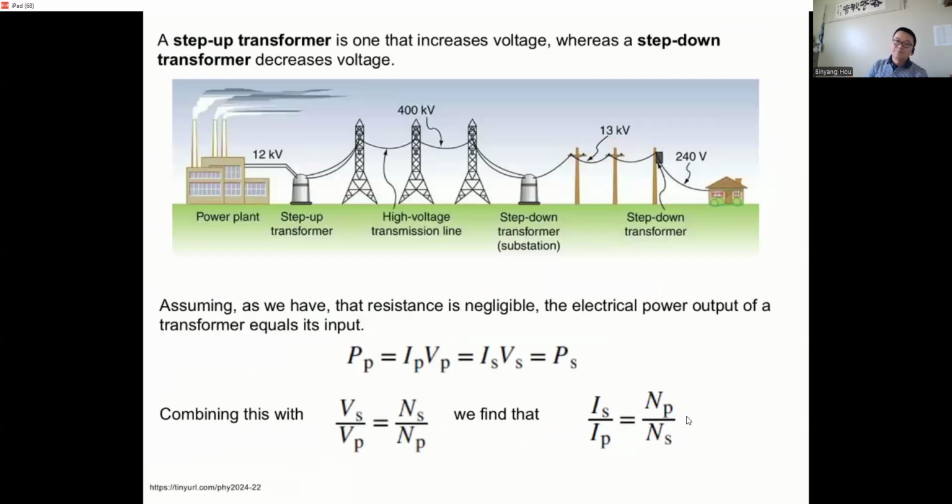And if we also include current, the power from the power plant is fixed, and through different transformers, it should hopefully be the same on the other side as well. So power in the primary is the same as in the secondary. Because V and I are inversely proportional to each other, since power is fixed, if we look at the ratio of the current in the secondary over the current in the primary, it's the other way around. You flip the two, so it's N_p over N_s.